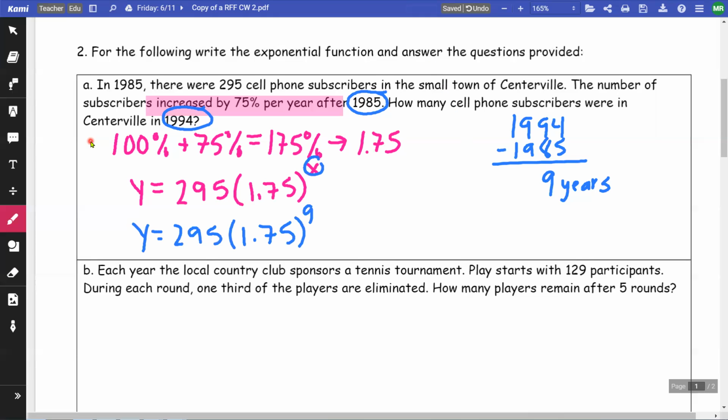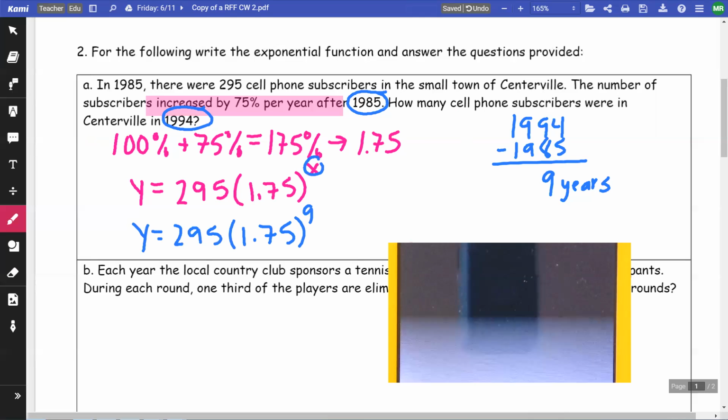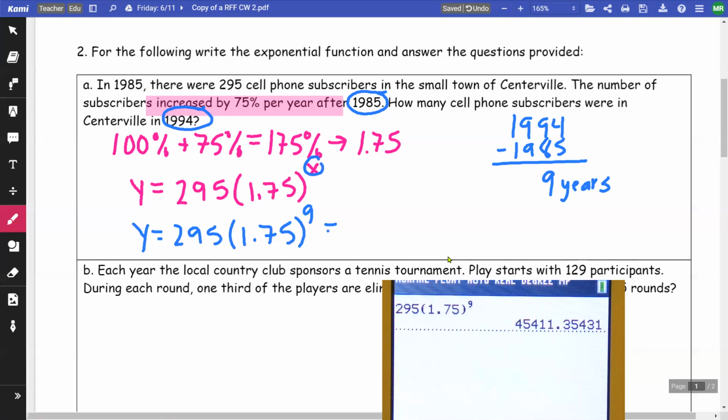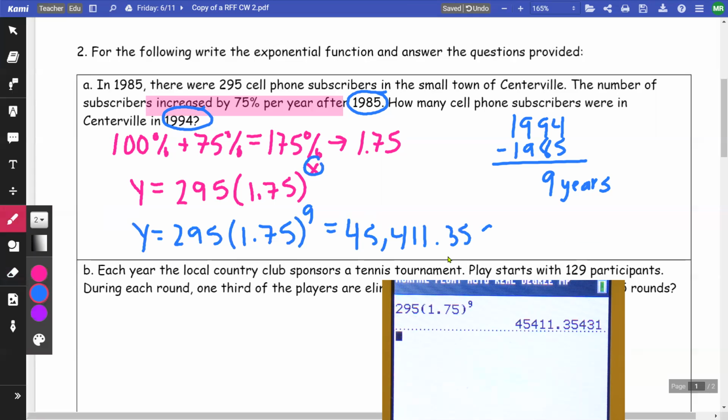I'm going to put it into my calculator. So 295 times 1.75 raised to the power 9, and 45,411.35. So if we're talking about full phones, about 45,411 phones.